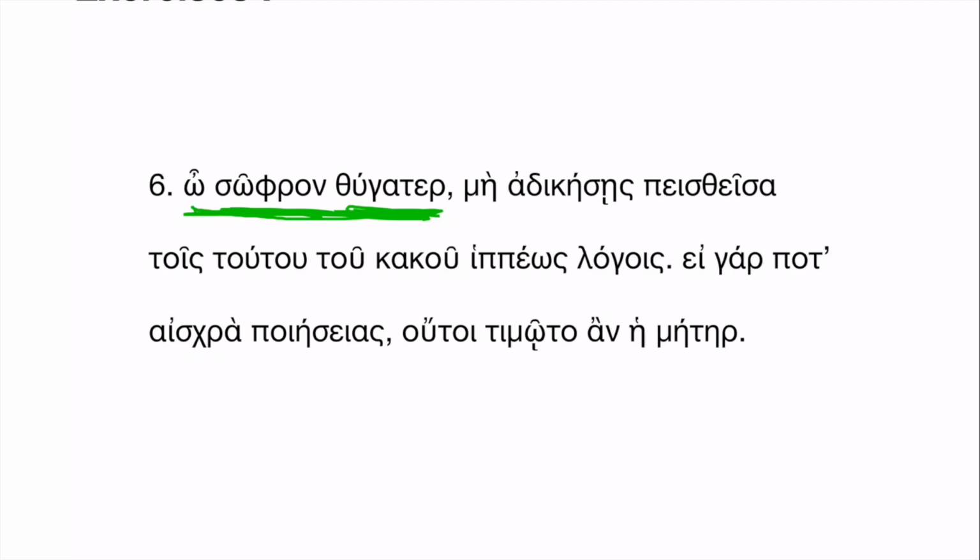Well, the main verb is adikeses. And that looks like a second person singular aorist subjunctive active. And so this aorist subjunctive along with the me is a prohibitive subjunctive. So it's aorist. Don't do wrong. How about that? Don't do injustice.